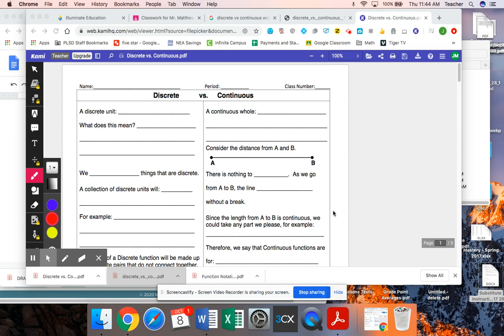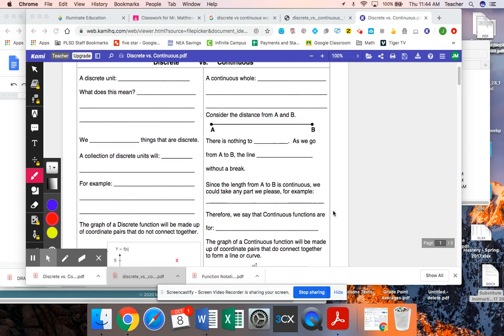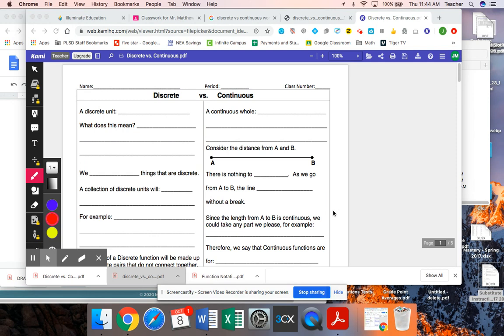All right, we're going to talk about discrete versus continuous. We're going to use this when we start talking about domain and range as well. If you deal with statistics, you'll deal with discrete variables and continuous variables. But I found this online, and I'm not going to use every single part of it, but I am going to use some of it.